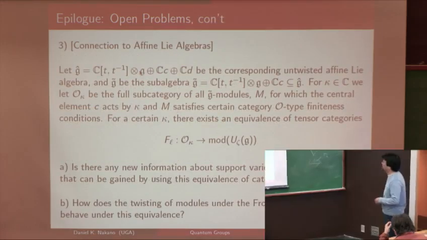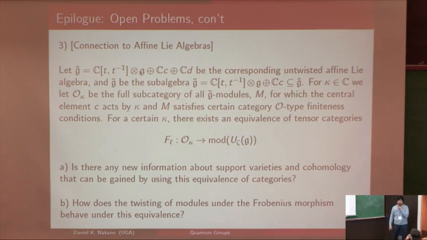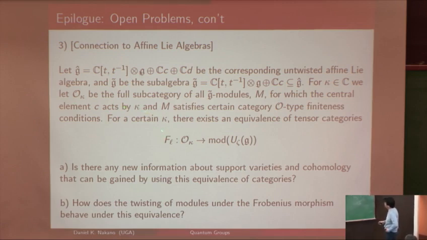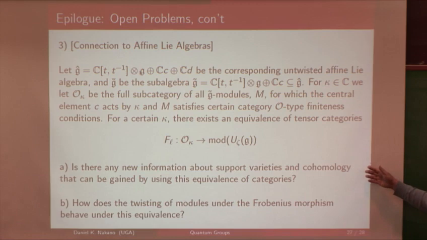Now, on that note, there's this connection to affine Lie algebras. So this is the Kazhdan-Lusztig equivalence. For certain values of k, this is the untwisted affine Lie algebra, and we're looking at category O for this, right? And so for certain k's, we have an equivalence of tensor categories between this category here and modules for this quantum group. And what would be really nice is if there was some way to connect the two in terms of support varieties and cohomology. So through this equivalence, can we actually pass information back and forth?